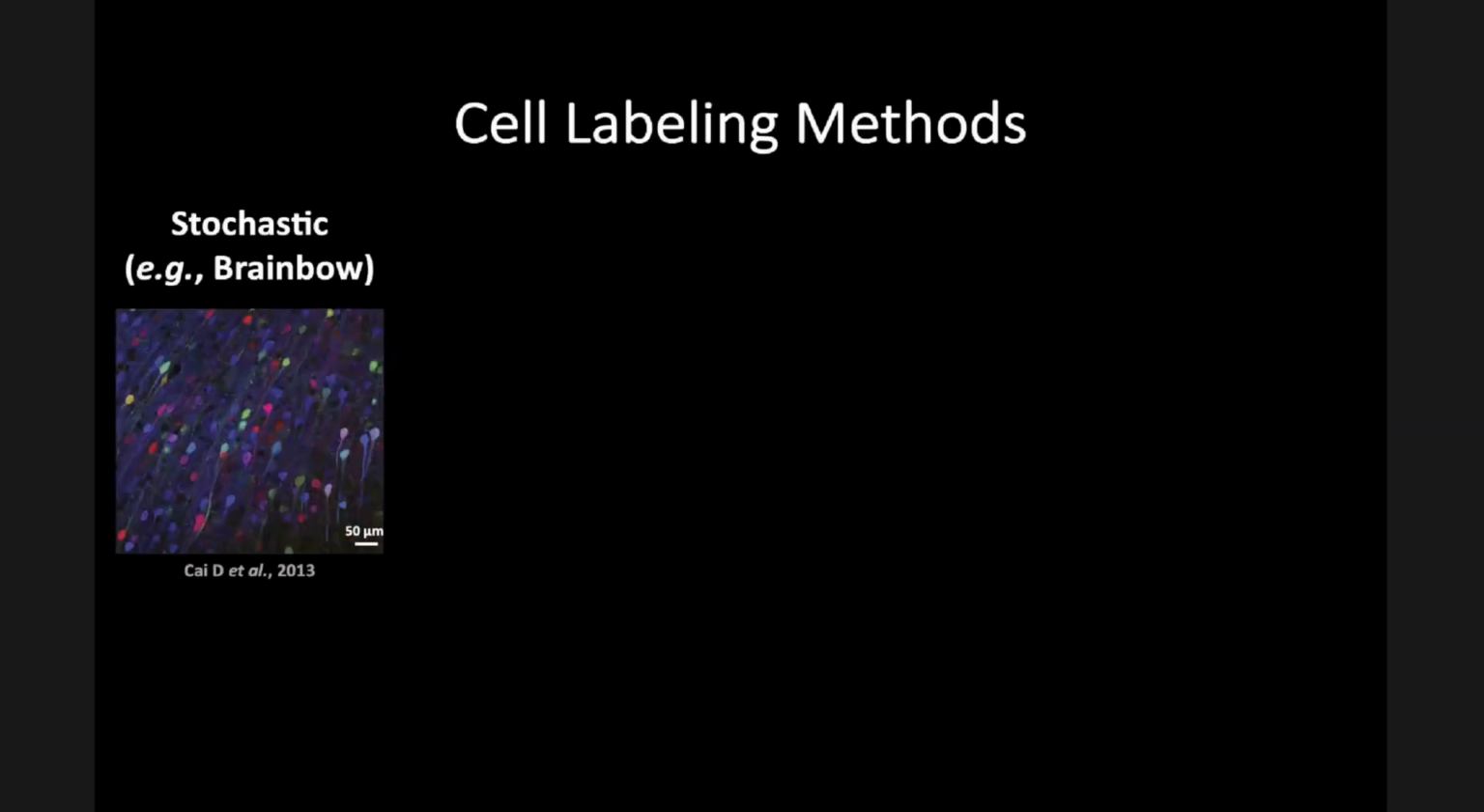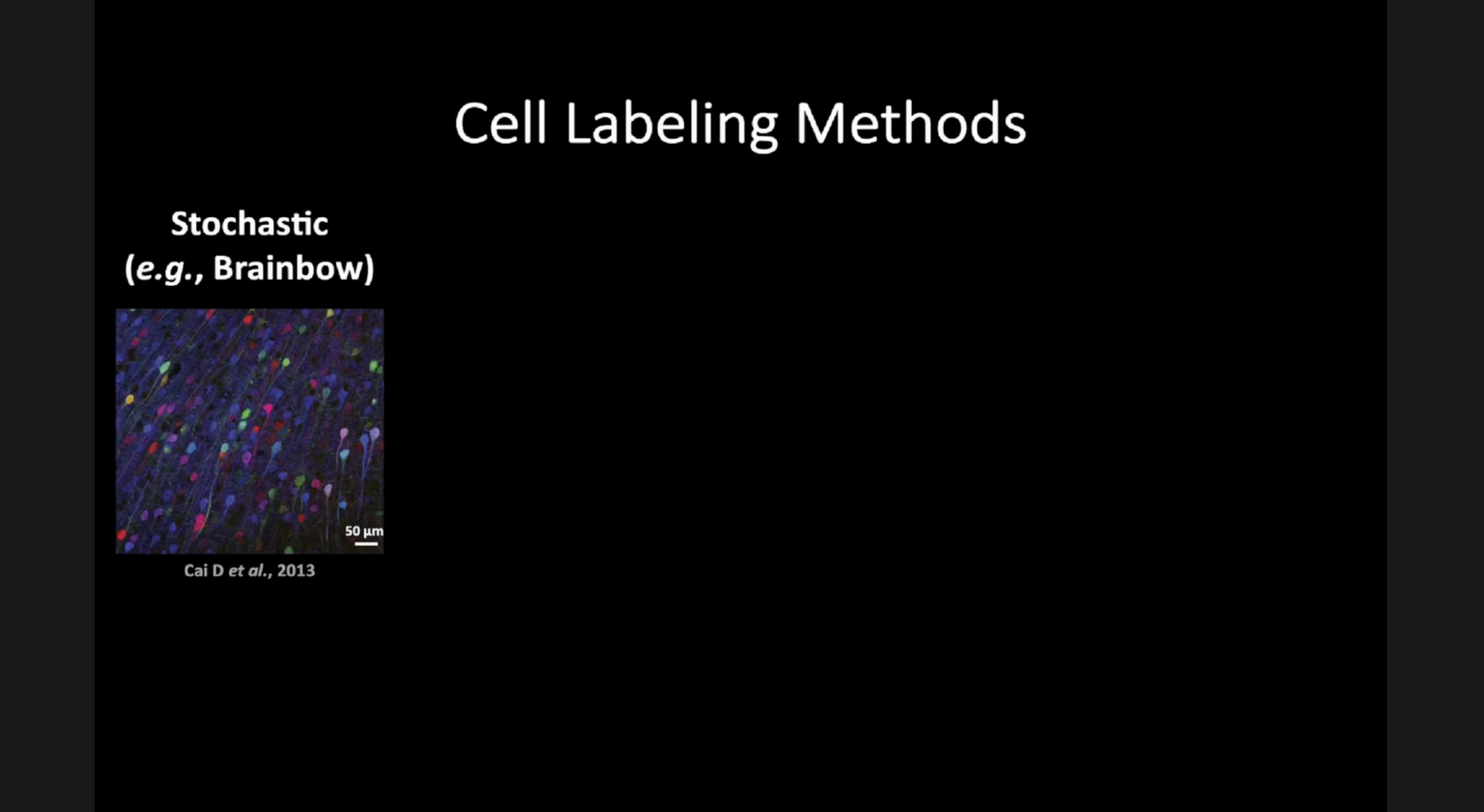So I think the one that people are most familiar with is Brainbow. It's a stochastic method of coloring different cells, in this case, neurons. The problem here, though, is that it's entirely random what coloring you get. So from one animal to the next, the same neuron type will receive very different coloring.